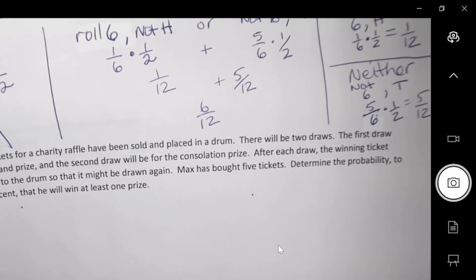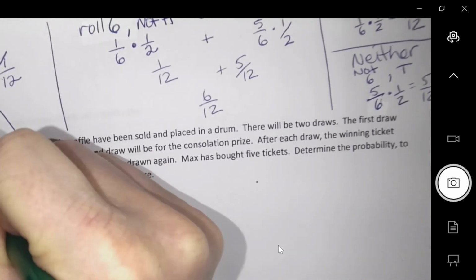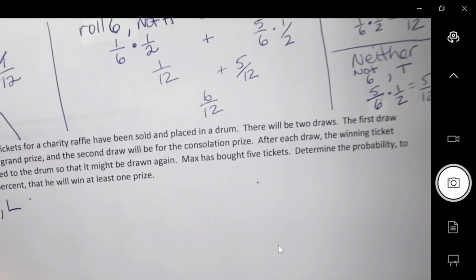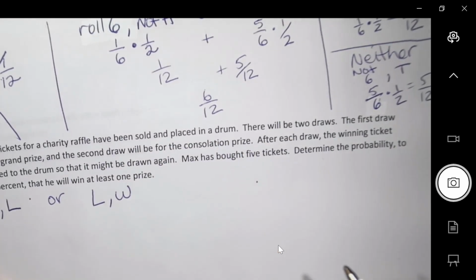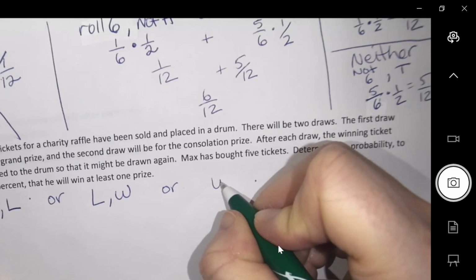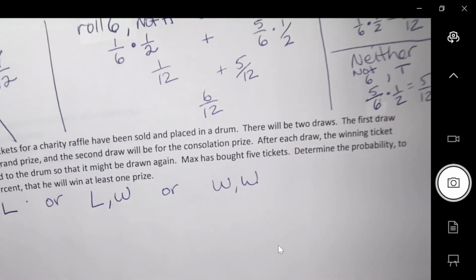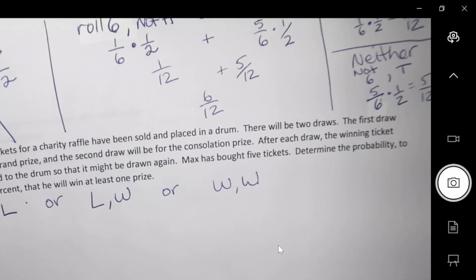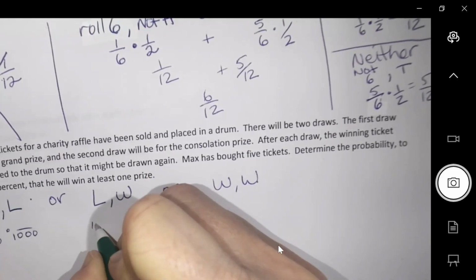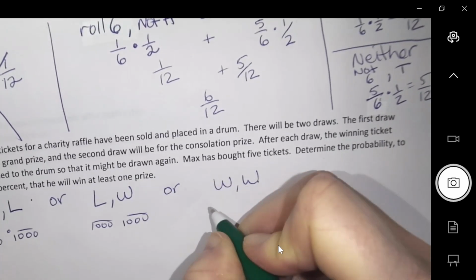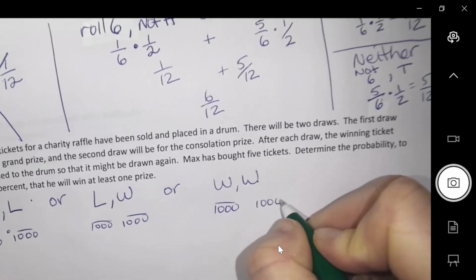So we could do it this way. He could win and then lose. Or he could lose the first draw and win. Or he could actually win both. So everything is returned. So every time there's still going to be 1,000 tickets in, because you keep returning your tickets. So each draw has 1,000 tickets.